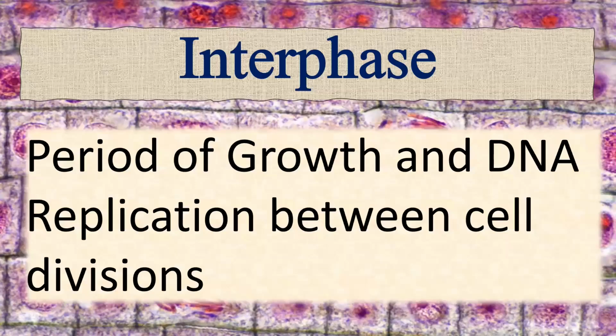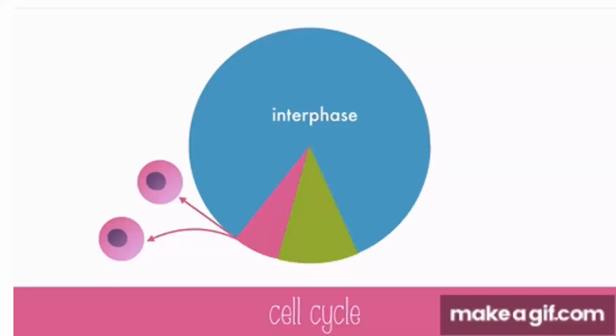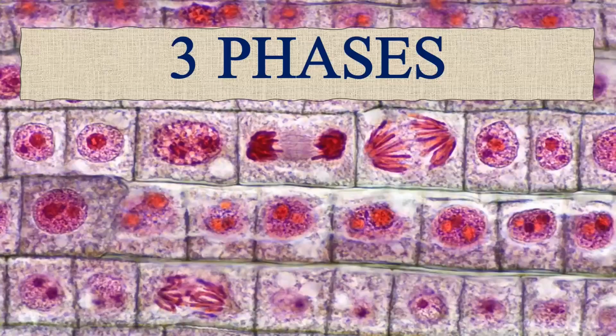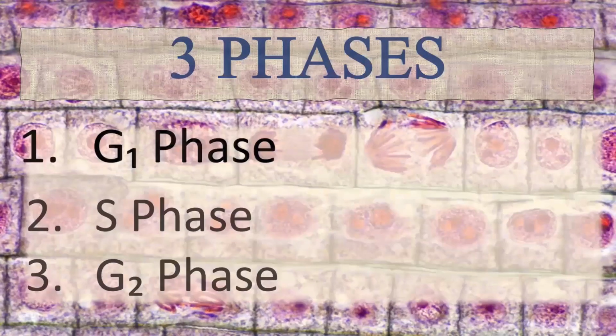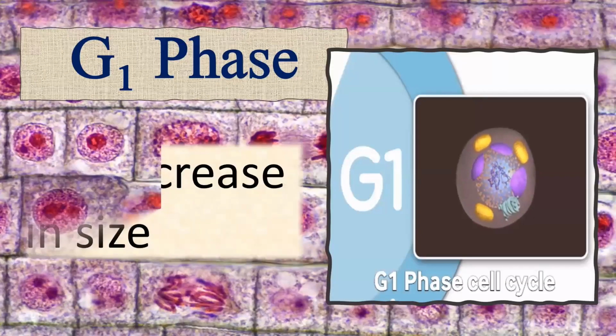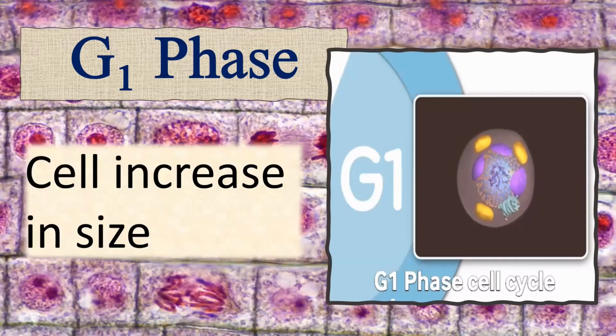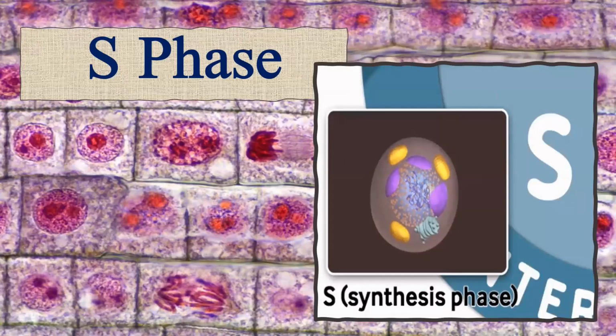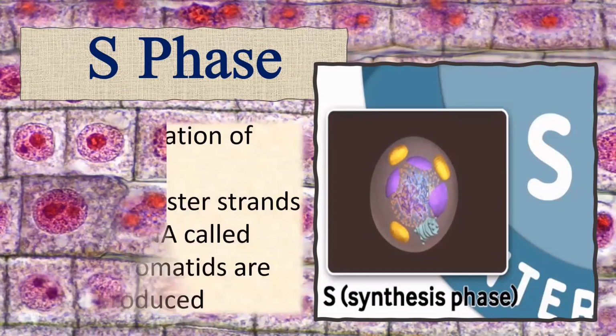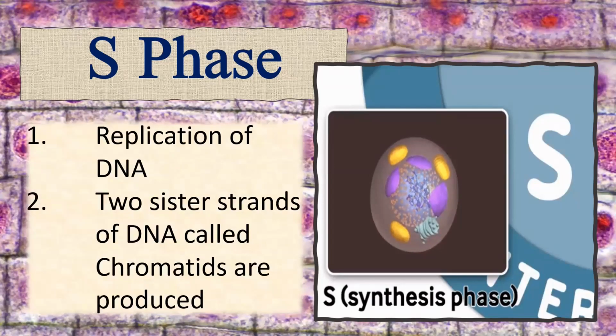Interphase is the period of growth and DNA replication between cell divisions. Next, the 3 phases include the G1 phase, the S phase, and the G2 phase. In the G1, look at the animation, the cell increases in size. After that is the S phase, or the synthesis phase, wherein the replication of DNA happens and the 2 sister strands of DNA called chromatids are produced.